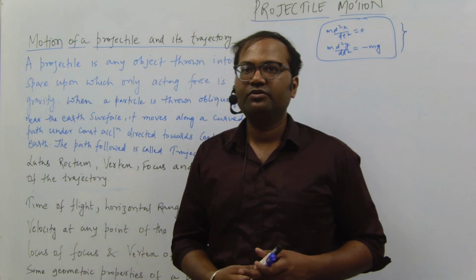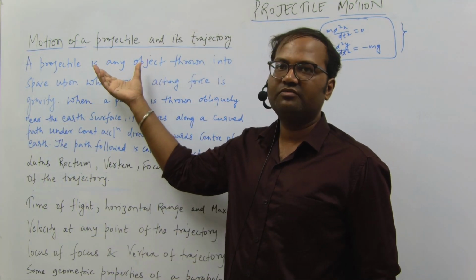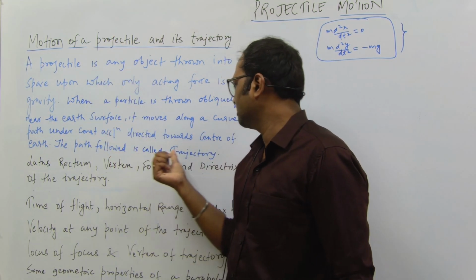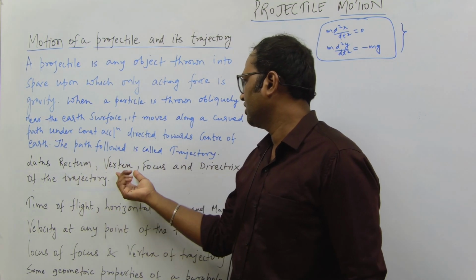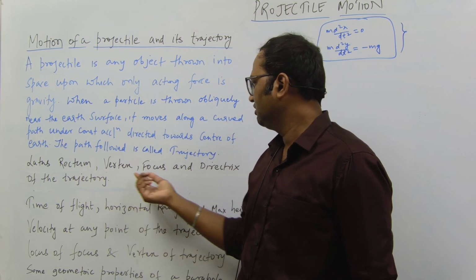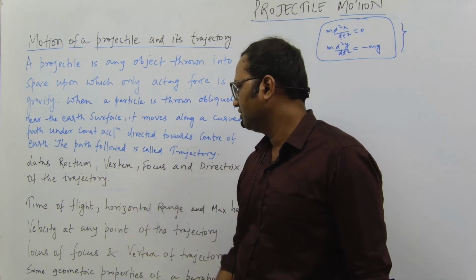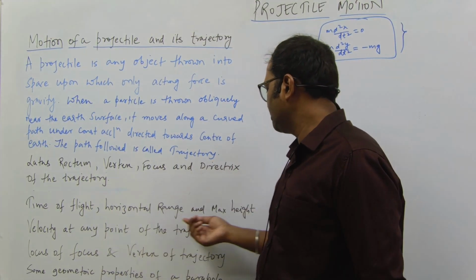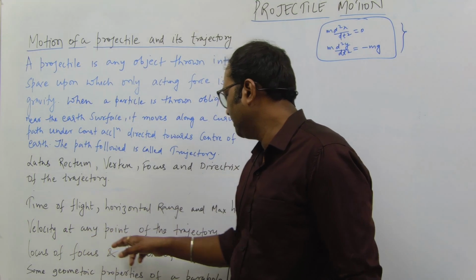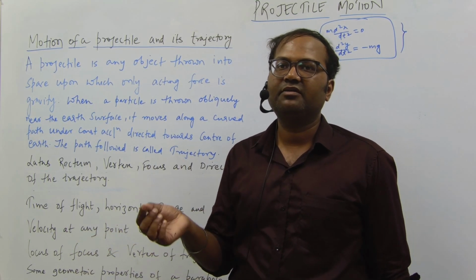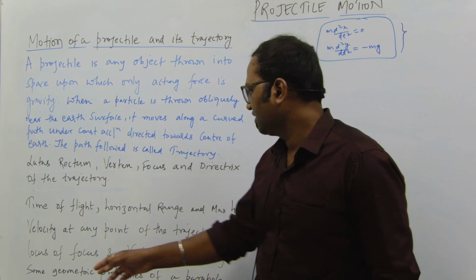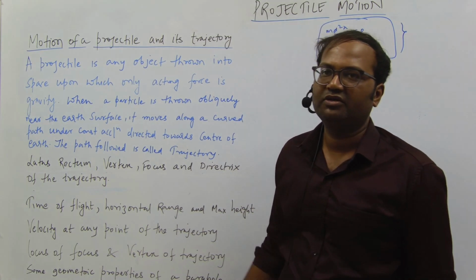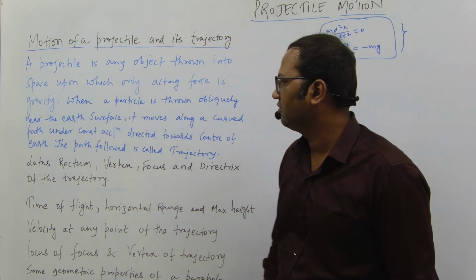What we are going to study in this topic of projectile motion is: what is a projectile, the trajectory, latus rectum, vertex of the projectile, focus and directrix of the trajectory, the time of flight, horizontal range, maximum height, and velocity at any point of the trajectory. Suppose we take any random point, what will be the velocity? Then the locus of the focus and vertex of the trajectory, and some geometrical properties of the parabola. So this is all about the projectile. Let us start our discussion.